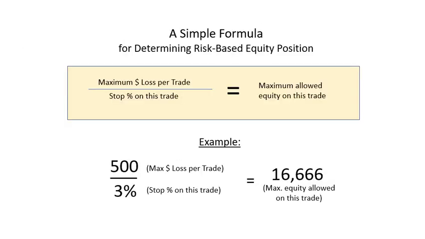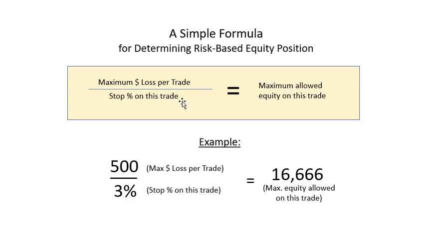So here's a simple formula for determining a risk-based equity position. In this formula, inside the little tan box here, the first thing we do is take our maximum dollar loss per trade. We already figured that out on the other slide. If you did the worksheet there, you've already got that number. So that maximum loss, we divide that by the stop percentage on this trade.